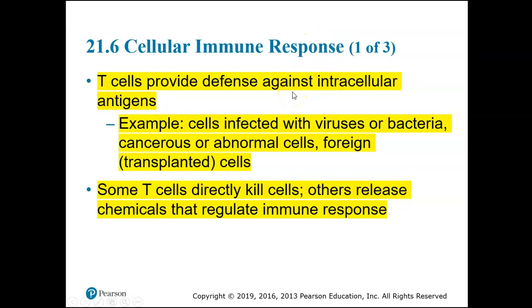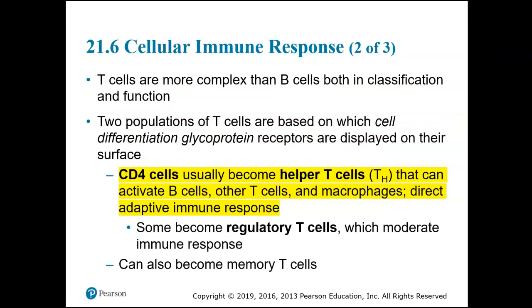All right, section 6, which is the cellular immune response, of course, which is regulated or controlled by T cells. T cells provide defense against intracellular antigens. That means antigens that are inside of our cells. So this would be cells infected with viruses or bacteria, also cancerous or abnormal cells, and foreign or transplanted cells. Some T cells directly kill these types of harmful cells, and others release chemicals that regulate the immune response.